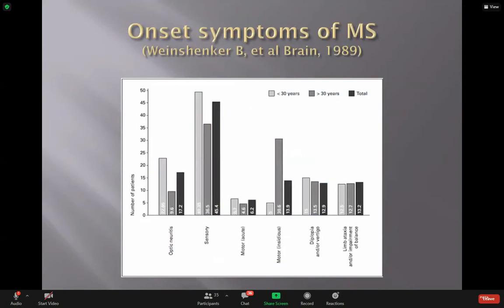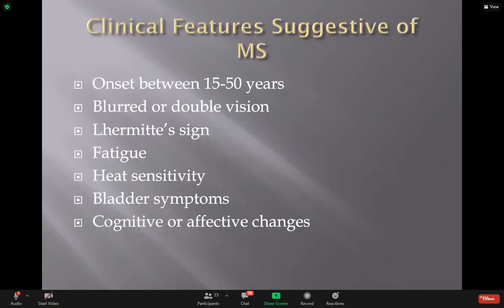So look at the onset of symptoms. A lot of these symptoms are optic neuritis and sensory symptoms. Sensory symptoms happen the most. So optic neuritis, sensory symptoms, and motor symptoms as well. Some clinical features that are suggestive of MS: usually an onset between 15 and 50 years. We usually don't see it in older people. There might be blurring or double vision, all right?